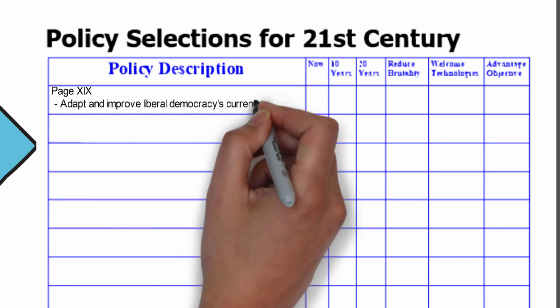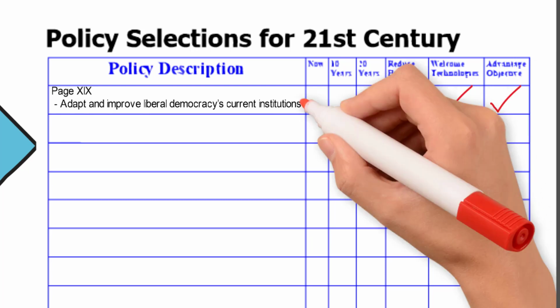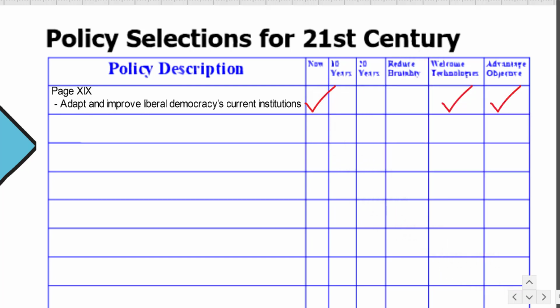So when we look at reading through the book, if we get to even the beginning, where we're just looking at, we come up with a policy to adapt and improve liberal democracy's current institutions, and we say that, okay, that basically affects welcoming the technology, advantaging the objective, and it's something that we have to do right now. And so the goal here is to go through the whole book, and I'm not going to do this in this YouTube video, and to identify what we think are policies and see when we think they should happen: now, 10 years, 20 years from now.